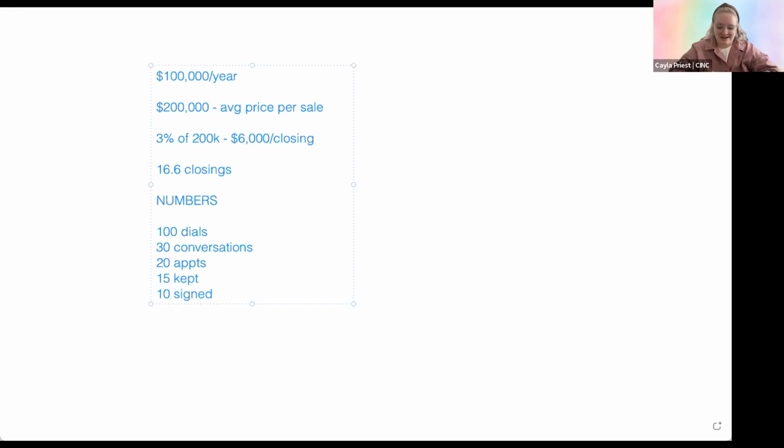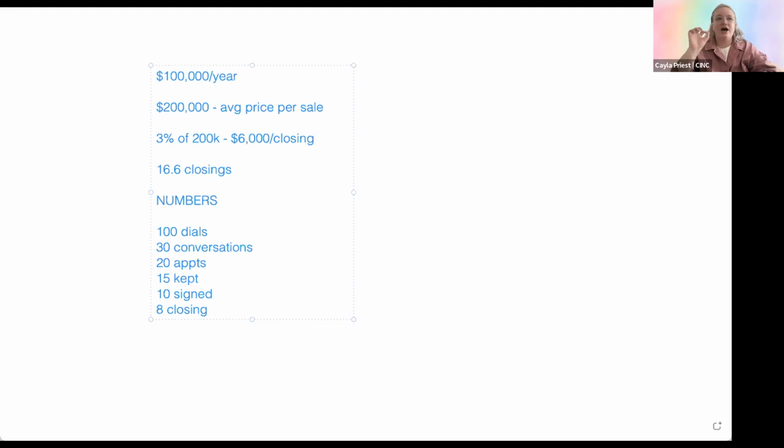So of those 10 people that I sign, let's say that 8 actually end up closing. And that could either be, I ended up selling their house, or they ended up buying with me. For whatever reason, 2 people changed their mind, decided to wait, whatever. So when I make 100 dials, I get 8 closings. So this is how you can work your own numbers in to figure this out.